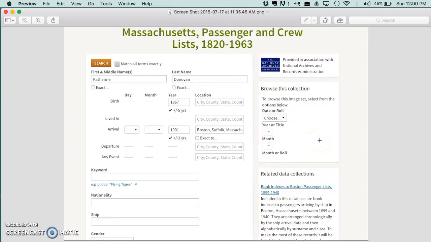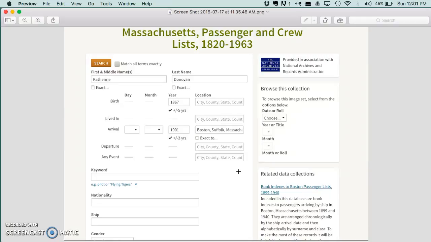So each of the passenger lists in this index are also related to rolls of microfilm that are held at the National Archives. The rolls can be found in the drop-down menu on the right-hand side here if the roll of record is known. So that's a helpful resource to get directly to the listing of your ancestors, if you happen to know already, by looking at other indexes, what roll the record is from.